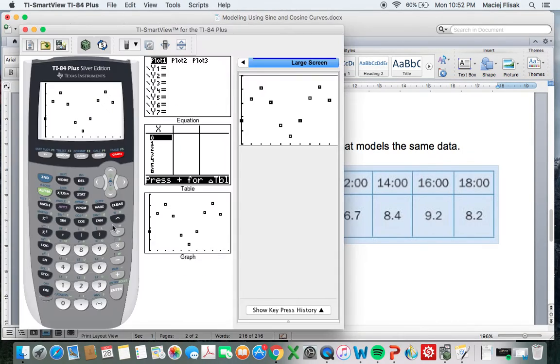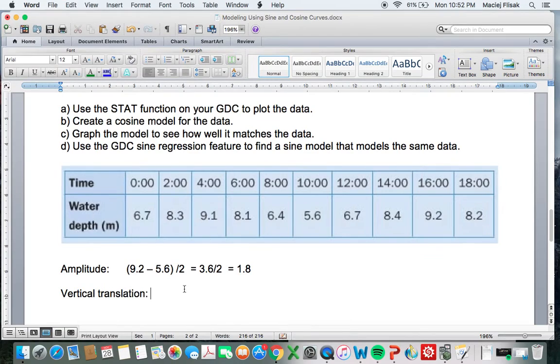So now where's that center line, right? If the amplitude is 1.8, looking at this data, this is my top point, and if I go down 1.8, I'll get to the center line. If I go to the bottom point and go up 1.8, I'll get to the same center line. So I'll do that first. The top point minus 1.8 to get to the center. So top point was 9.2 minus my amplitude, 1.8, and that equals 7.4.